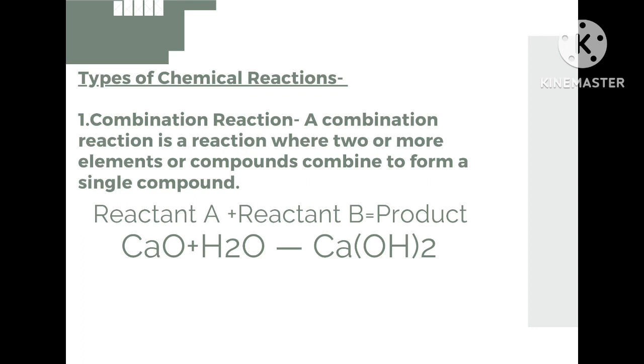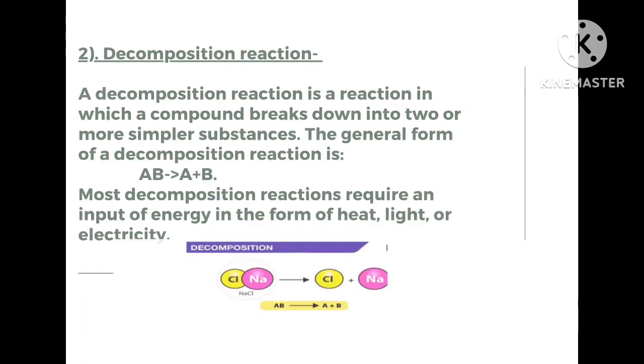For example, I have written here calcium oxide reacts with water to form calcium hydroxide. So here two reactants are used and the number of products formed here is only one. That is why we call it a combination reaction. The second type of chemical reaction is the decomposition reaction.